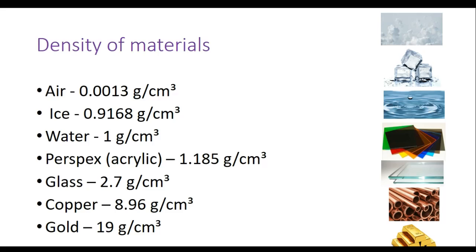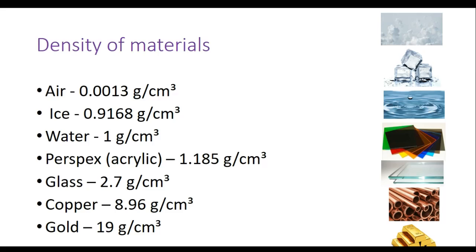And then even denser than that, and much denser, is gold. Gold is nearly 20 grams per centimetres cubed. It is 19 grams per centimetres cubed in terms of its density. So comparing gold to air, air is 0.0013 grams per centimetres cubed, whereas gold is 19 grams per centimetres cubed. There is a big difference between the density of air and the density of gold.